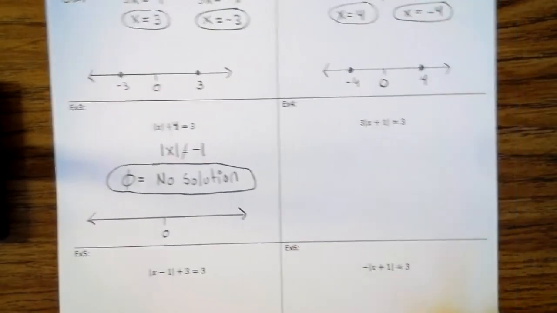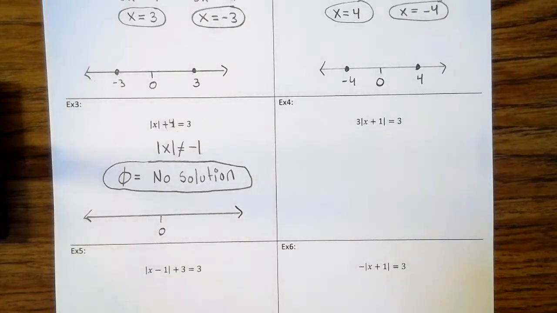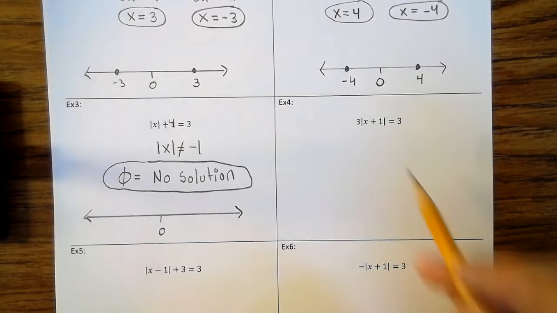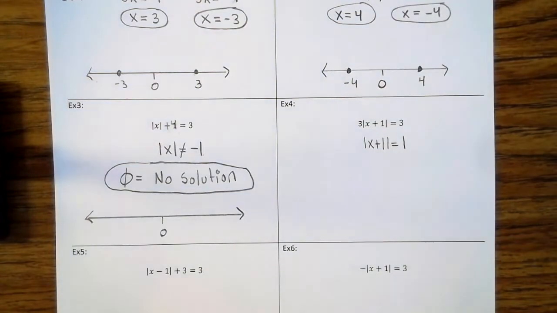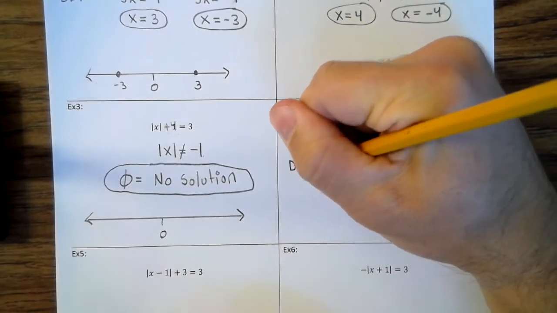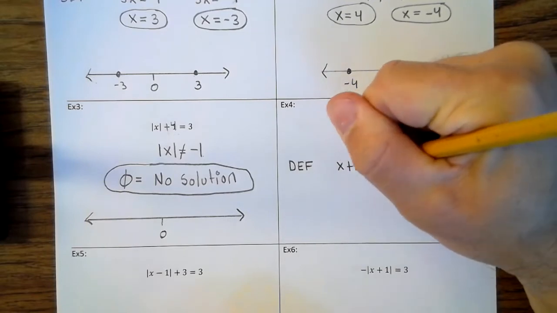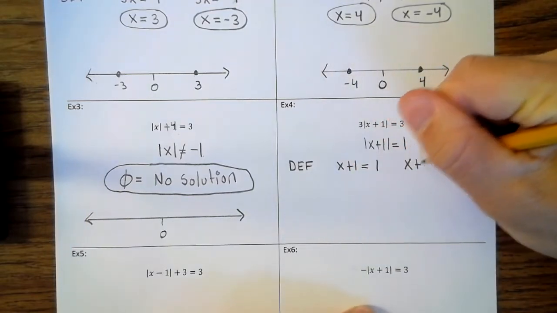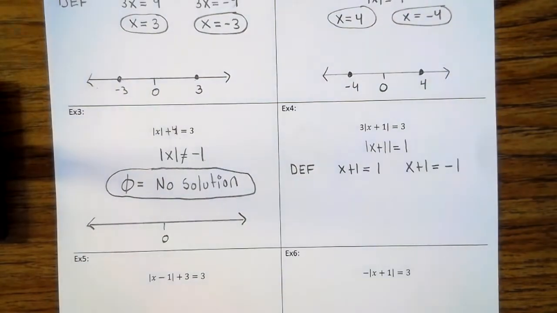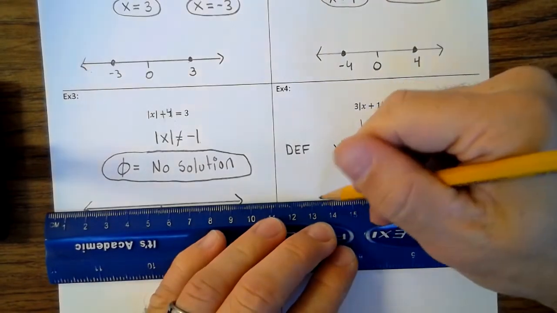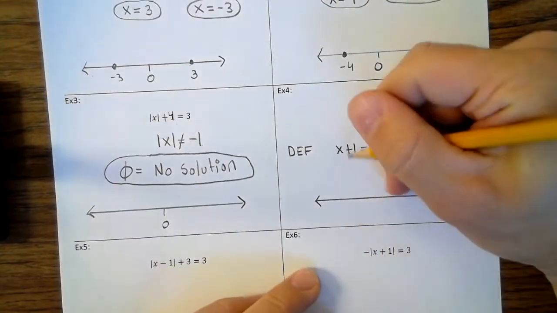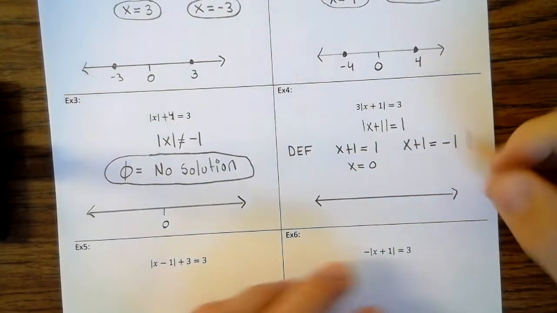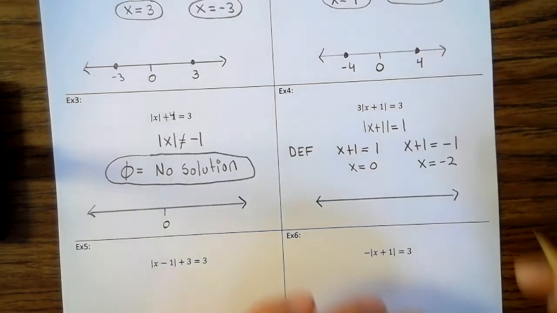All right. Now let's take a look at example 4. So first step, we're going to isolate the absolute value. So we divide by 3 on both sides. So the absolute value of x plus 1 equals 1. Step 2, apply the definition. So x plus 1 equals 1, and x plus 1 equals negative 1. Last step, we're going to solve. And before I do that, I want to make sure I have space for my number line. So here we subtract 1 from both sides, so x equals 0. Subtract 1 from both sides, x equals negative 2.